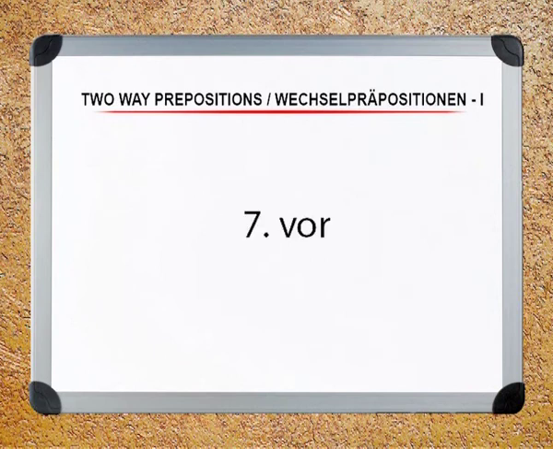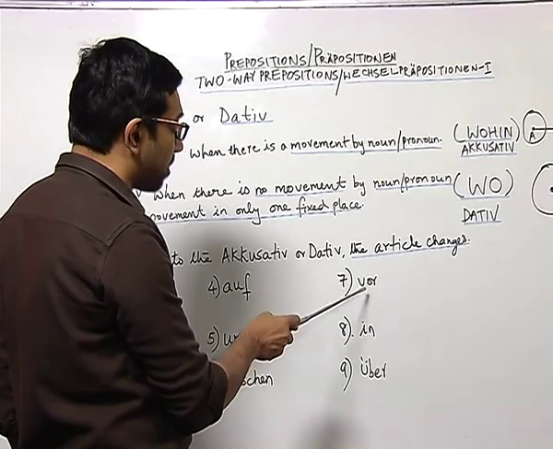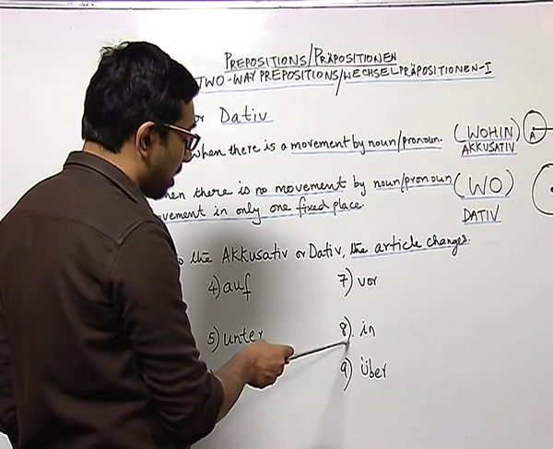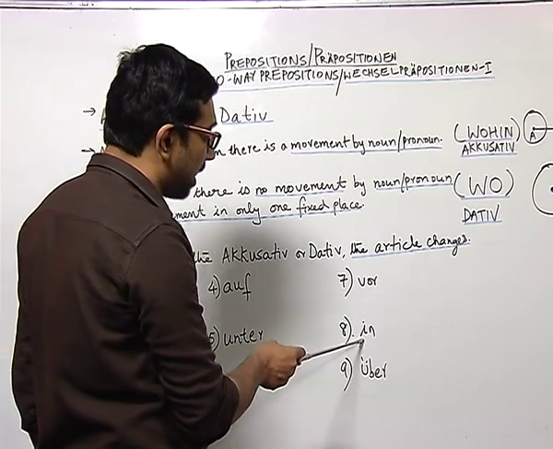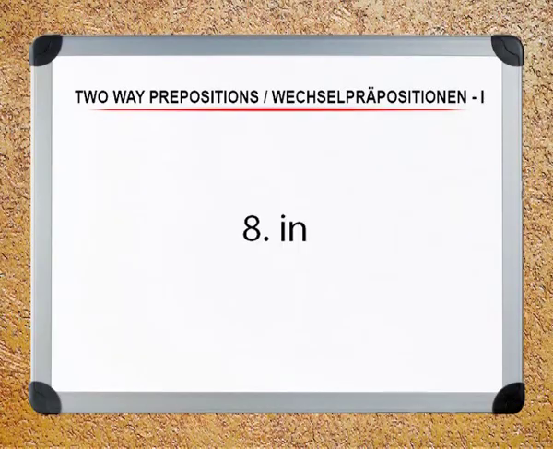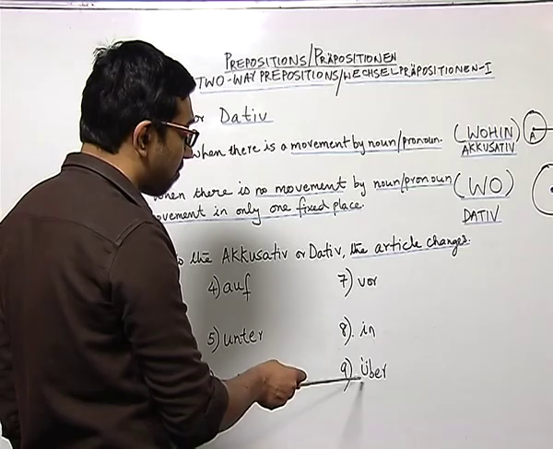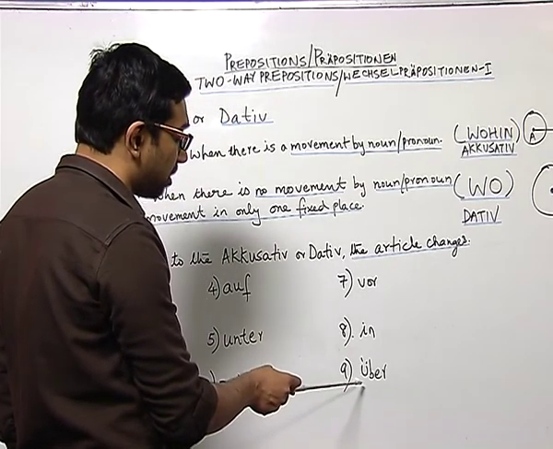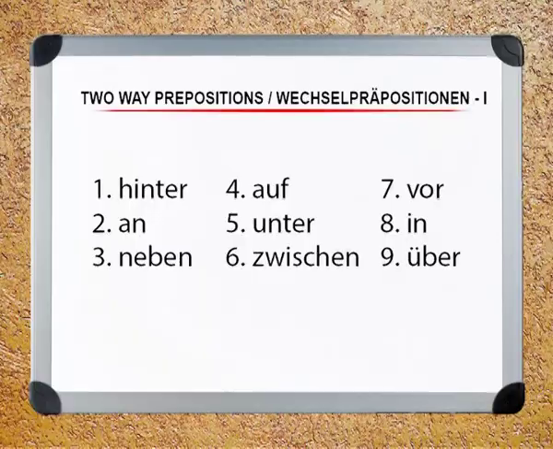At number 7, we have the preposition vor. Please repeat after me, vor. At number 8, we have the preposition in. Please repeat after me, in. At number 9, we have the preposition über. Please repeat after me, über.